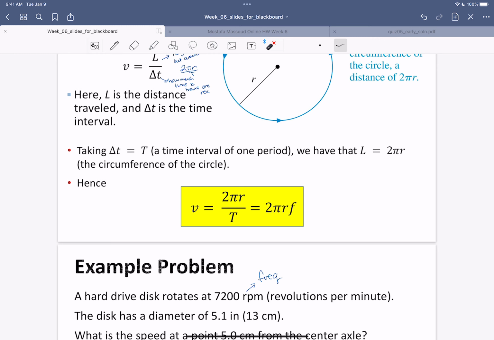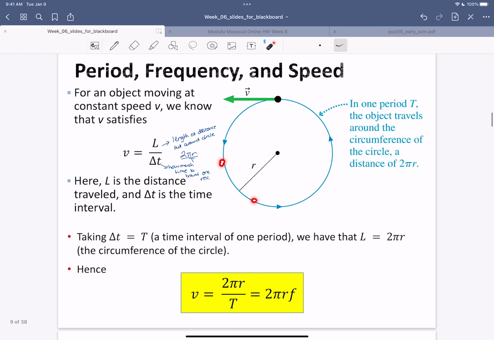So t in this case is our period. It's the amount of time it takes us to travel one revolution. So that makes sense, right? Because if we say this is our circumference, and let's say our t here is 1 second, then for our speed, let's say it took us 3 meters per second. So we're traveling individually at every single point 3 meters per second.